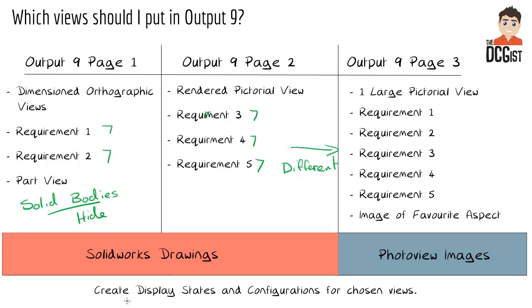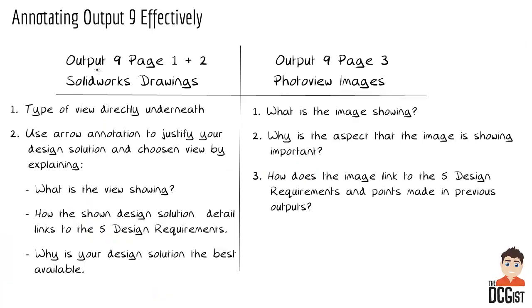Just then, a quick note from Solidworks is to create display states and configurations for the views that you want for all of output 9, page 1, 2, and 3. Okay, it'll make your life a lot easier when it comes to creating this output. Then once you've chosen your views, as always, it's absolutely vital to put in the proper annotation to be able to tell the story of your design.